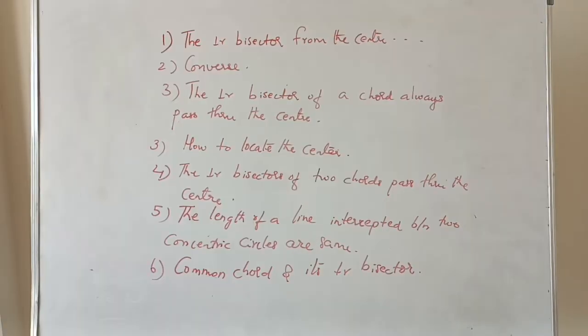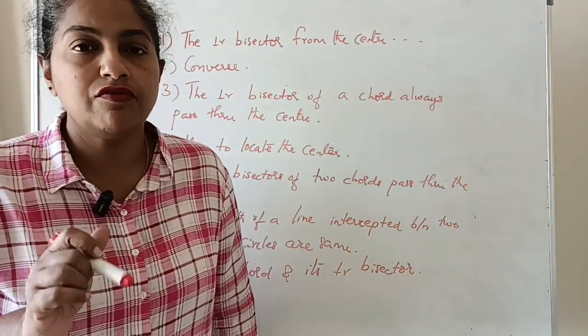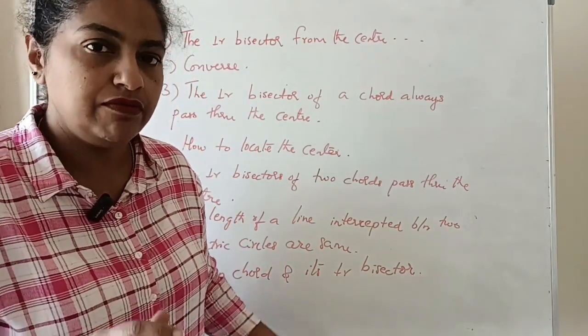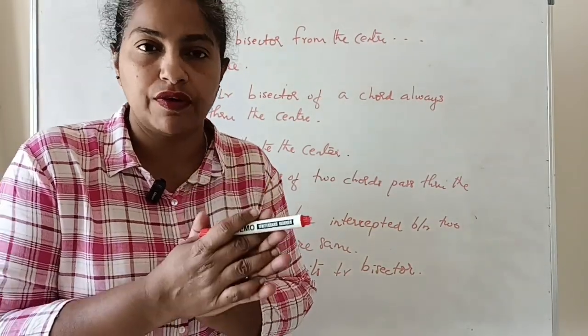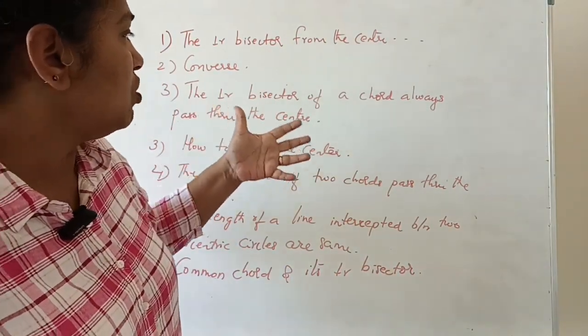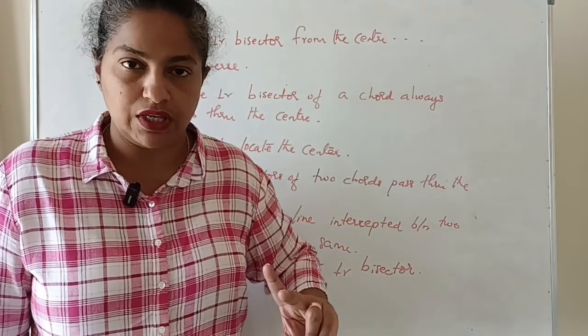Okay. So, let us see what we have done in class today. The first is the theorem, the perpendicular from the center of a circle to a chord bisects the chord. Then we did the converse of the theorem. We did both the proofs by using congruent triangles. Now we did the perpendicular bisector of a chord always passes through the center. That was a result that we deduced from the first two theorems.